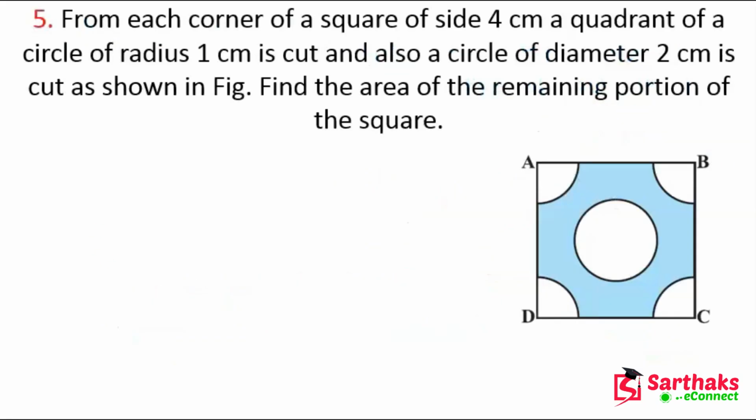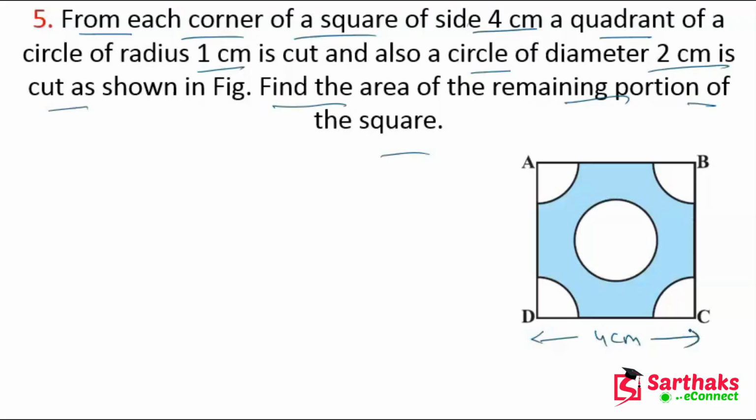So question number 5 is, from each corner of a square of side 4 centimeter, a quadrant of a circle of radius 1 centimeter is cut. And also a circle of diameter 2 centimeter is cut as shown in this figure. Find the area of the remaining portion of the square. So this question is saying that we have a square of side 4 centimeter.